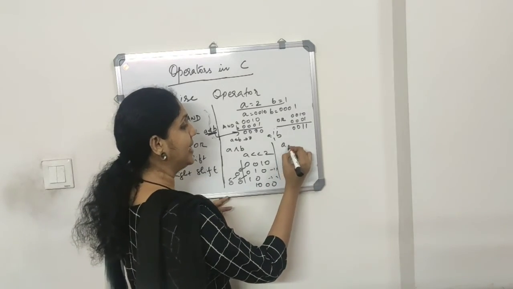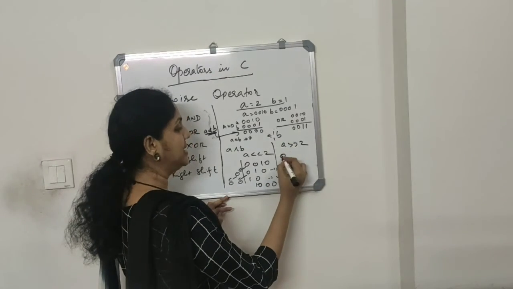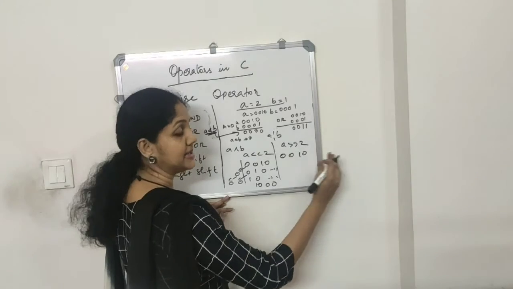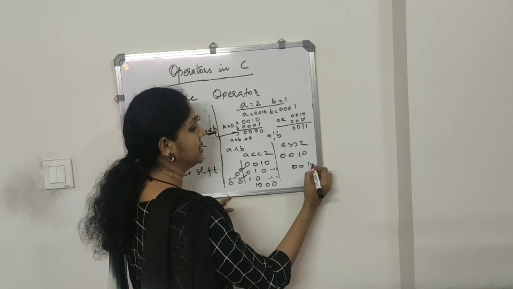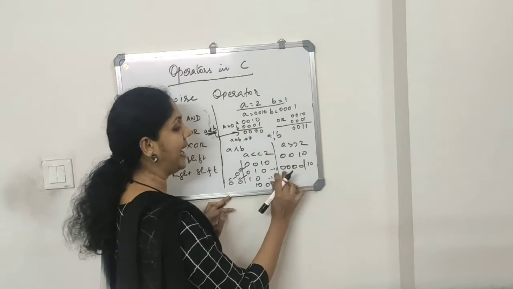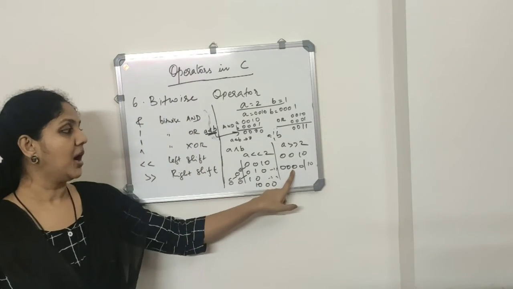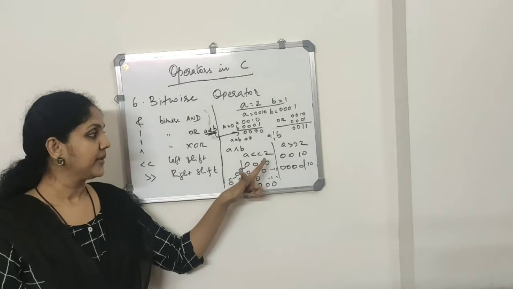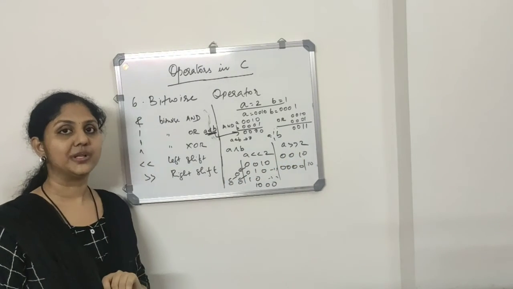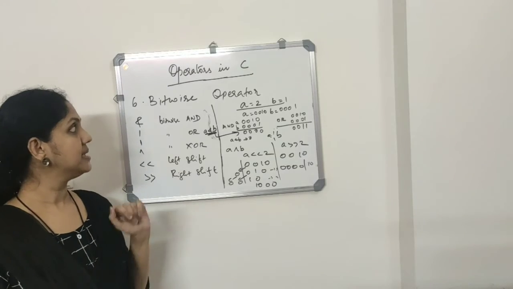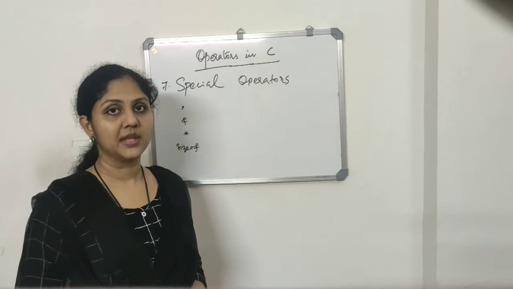Now what is A right shift 2? The bits will be shifted to the right side. 2 bits will be moved to the right side. So 1 0 will be lost. So 2 zeros will be added to the left side. So this is the output of A right shift 2. 2 times the bits will be shifted to the right. So this is the bitwise operator.